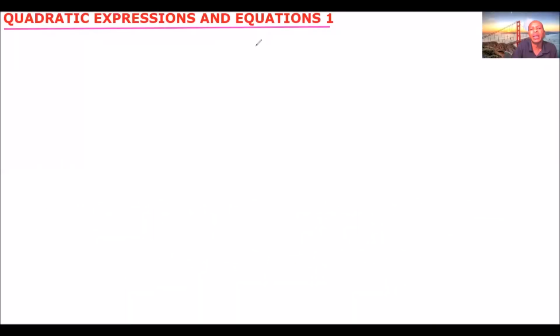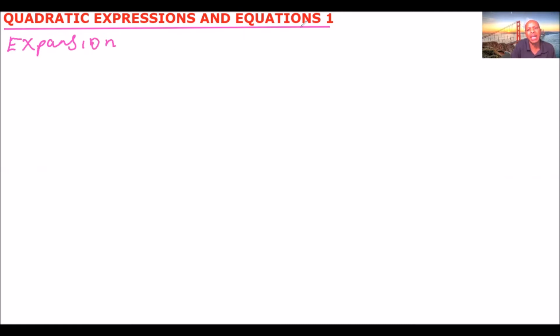Welcome to this topic. In this lesson, we are going to cover quadratic expressions and equations. This is a Form 2 topic, and in our first lesson, we are going to cover expansion. So by the end of this lesson, you should be able to expand a quadratic expression.